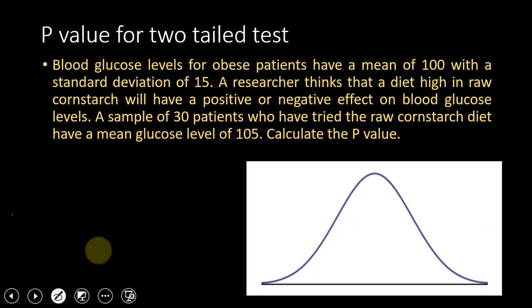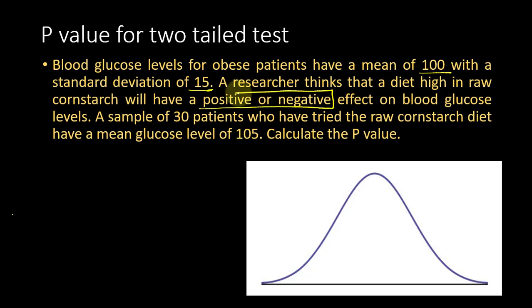Now let us calculate the p-value for a two-tail test. Here, blood glucose levels for obese patients have a mean of 100 with a standard deviation of 15. A researcher thinks that a diet high in raw cornstarch will have a positive or negative effect on blood glucose levels. So the contention of the researcher is a positive or negative effect. A sample of 30 patients who have tried the raw cornstarch diet have a mean glucose level of 105. Then we are asked to calculate the p-value.